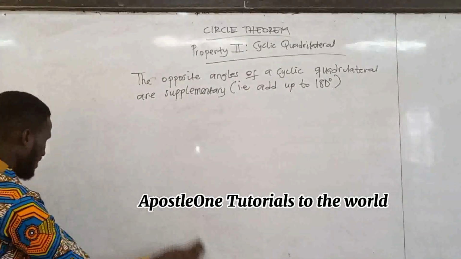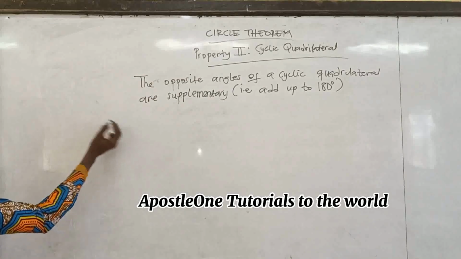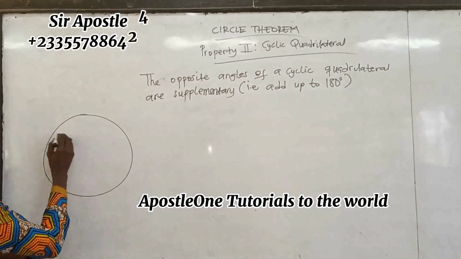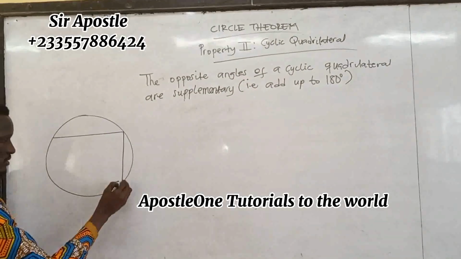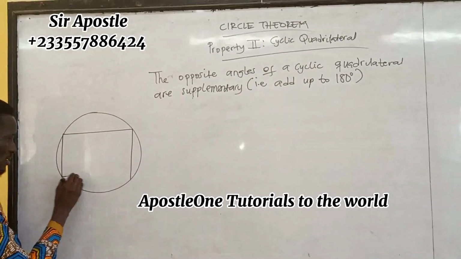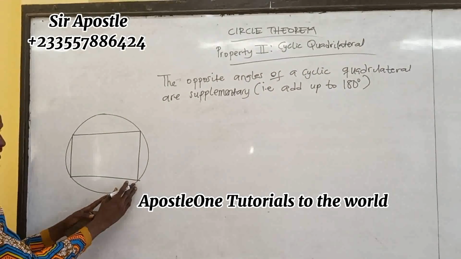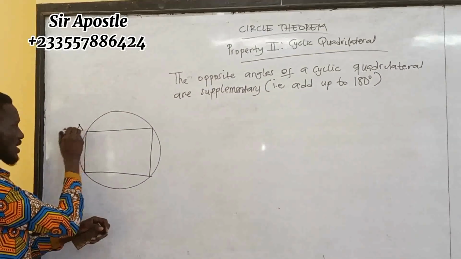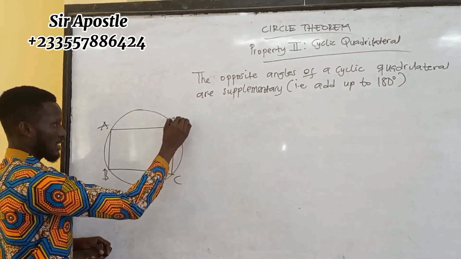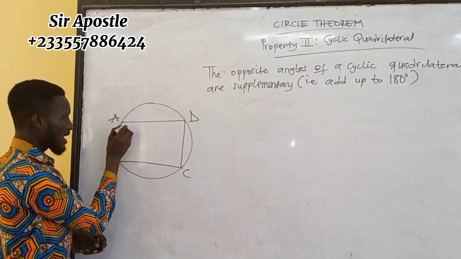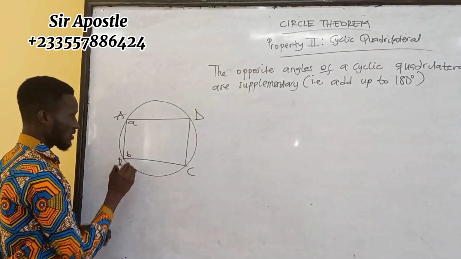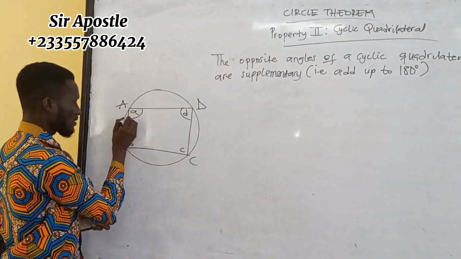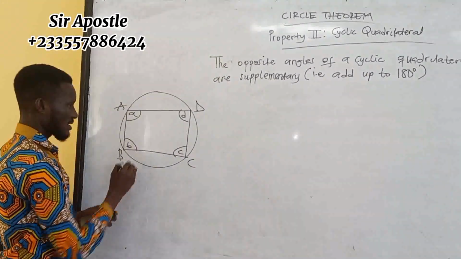So the property is saying that when we have a circle and there is a quadrilateral inside the circle, the vertices touch the circumference of the circle. So let's say this one is A, B, C, and then D. The angle here is A, the angle here is B, the angle here is C, and the angle here is D.